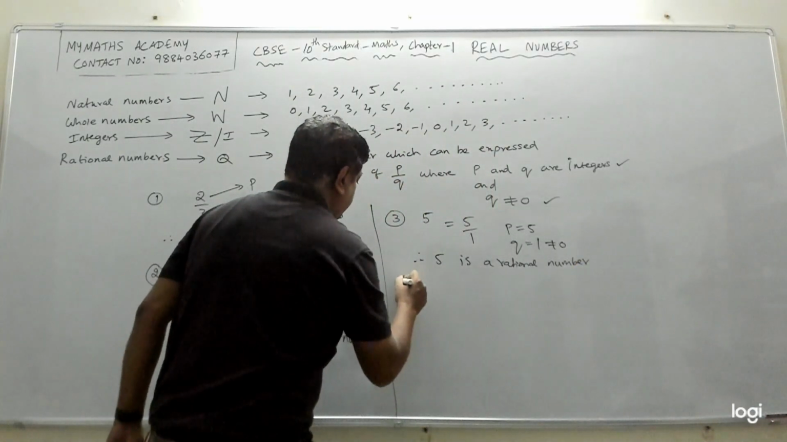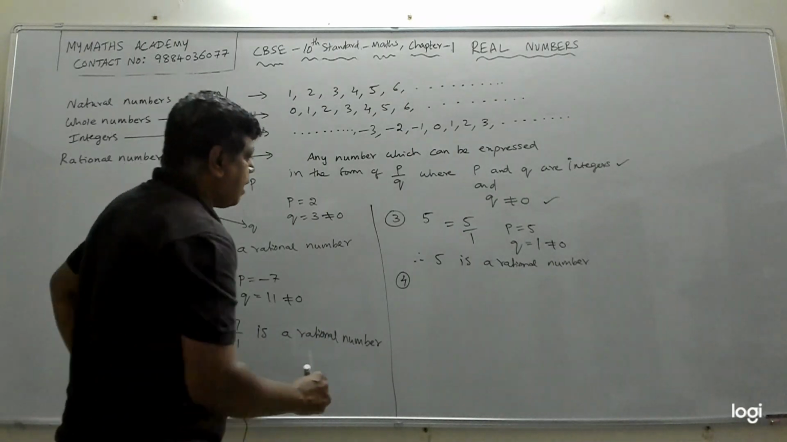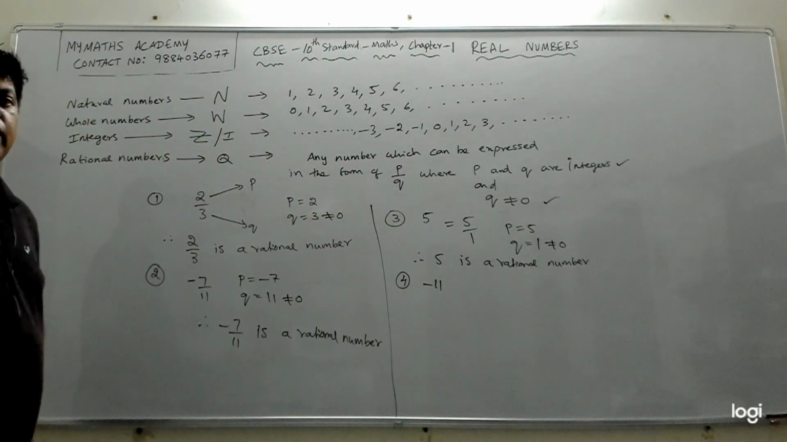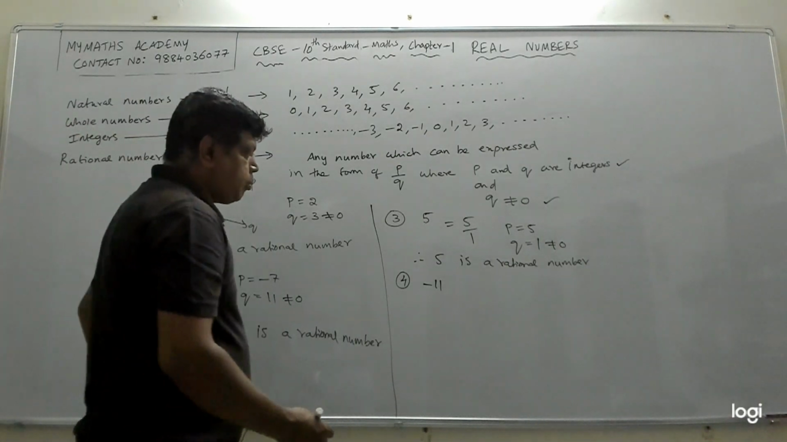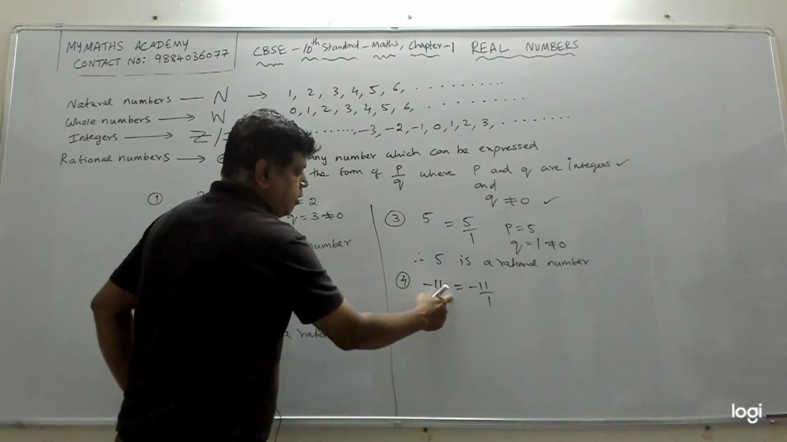Right? Now let's take one other example, the fourth. Suppose we have minus 11. Is minus 11 a rational number? That is the question. Now minus 11 can be written as, I told you, minus 11 by 1. Any number can be written with 1 in the denominator.